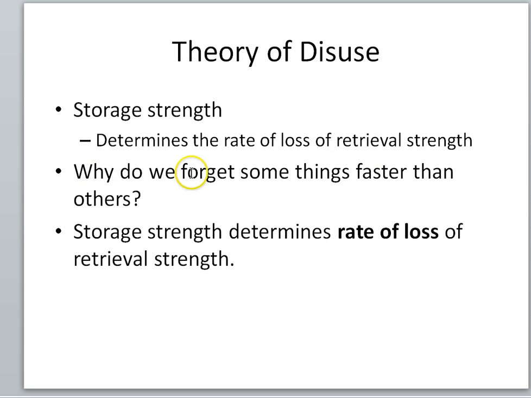And we can think about, why do we forget some things faster than others? Well, we will forget those things that have low storage strength. We're going to forget those things faster, right? They weren't well consolidated. Those things that were well consolidated, we will forget them more slowly. So storage strength determines the rate of loss of retrieval strength. When we learn something well, then we will have a slow process of losing our retrieval access to it. If we don't learn something well, we will lose our retrieval of that information more quickly.